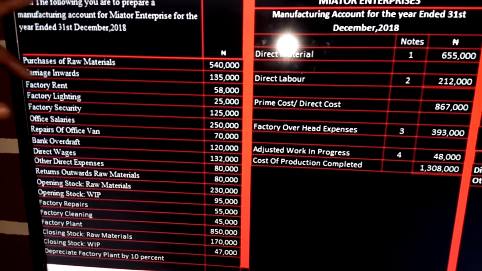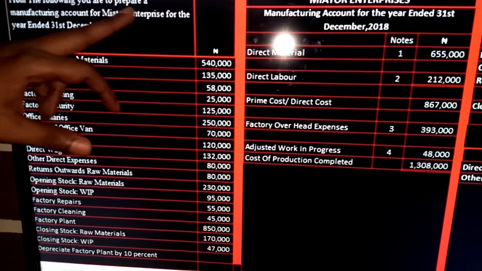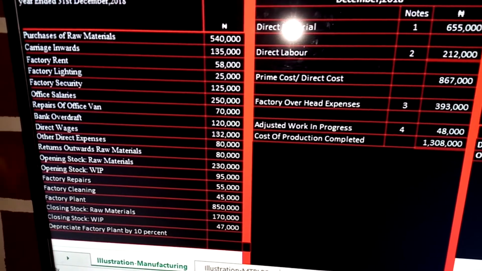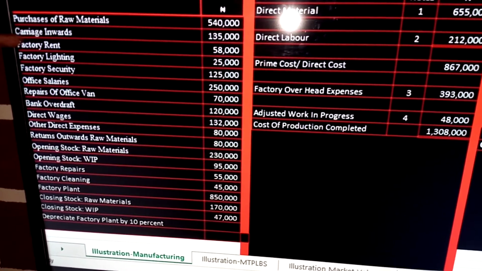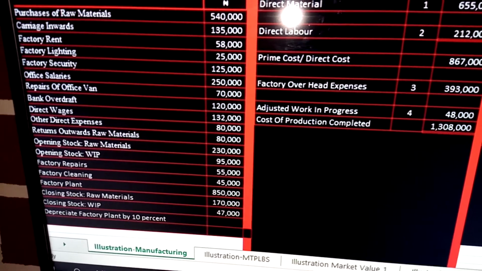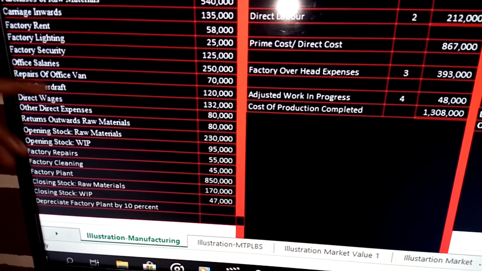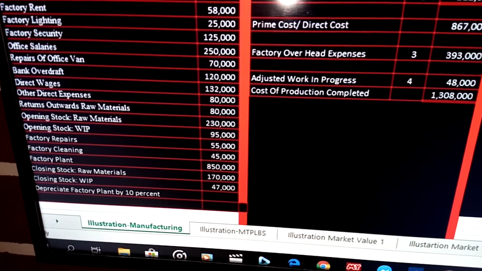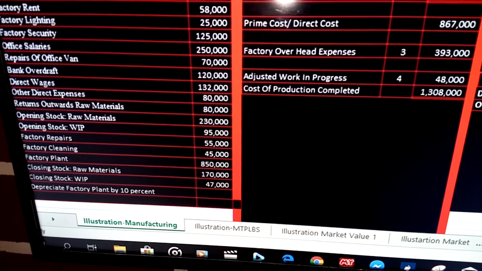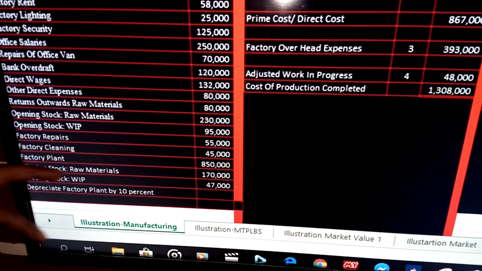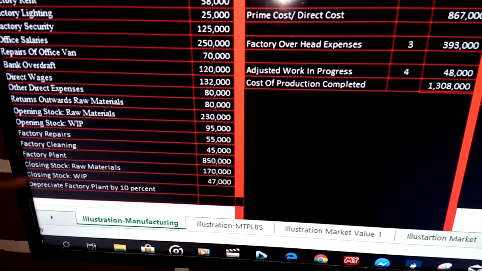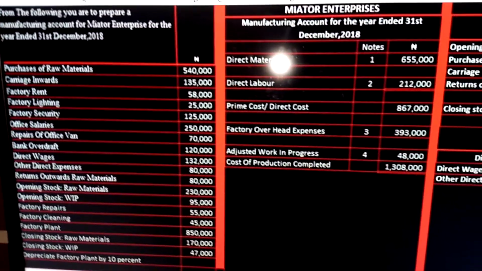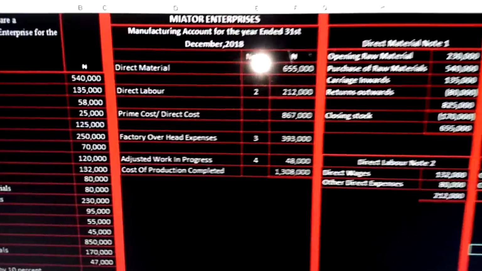So you can see from the following, you are to prepare a manufacturing account for Untitled Enterprise for the year ended December 2018. So what are the question items? You can see purchase of raw materials, carriage inwards, factory rent, factory lighting, factory security, office salaries, repair of office van, bank overdraft, direct wages, other direct expense, returns outwards, raw materials, opening stock of raw materials, opening stock work in progress, factory repairs, factory cleaning, factory plant, closing stock of raw materials, closing stock of work in progress. So depreciate factory plant by 10%. That's the question. So let's prepare the manufacturing account.